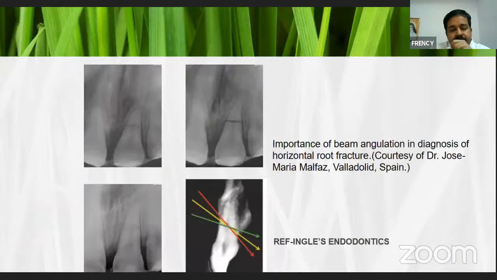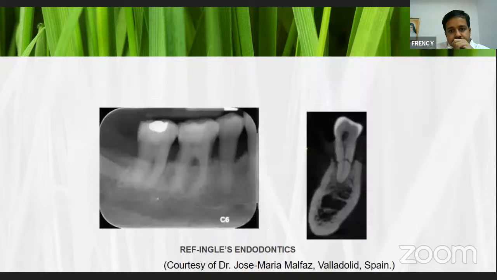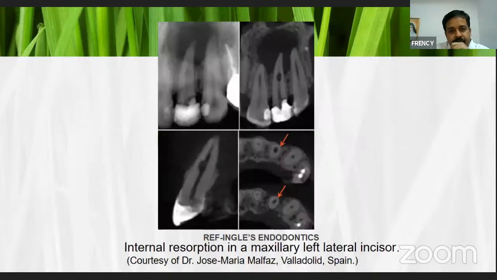And also, when you are examining a root fracture, the beam angulation plays an important role. In one radiograph, you can see a clear fracture. In another IOPA, you can see multiple fracture lines, which is due to improper angulation. Here also in the radiograph, it looks like a normal, slightly oblique fracture, but in CBCT, you can see the extent of the fracture. Here also in the CBCT, you can see a root fracture.